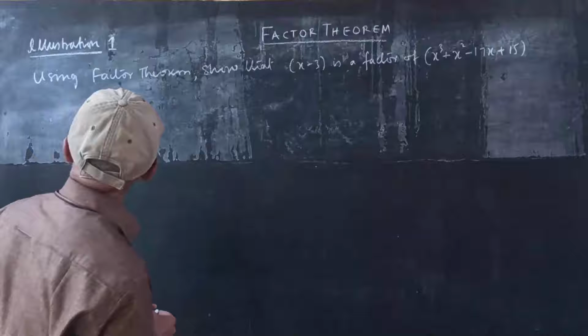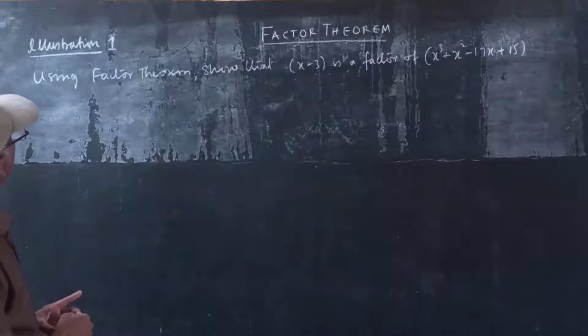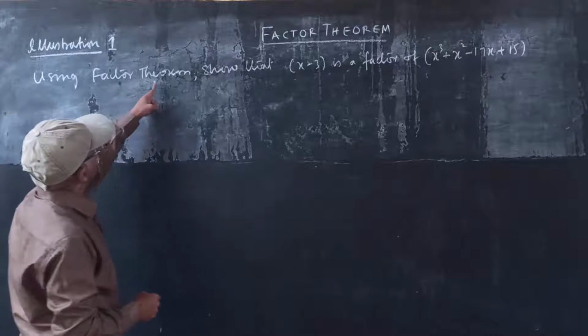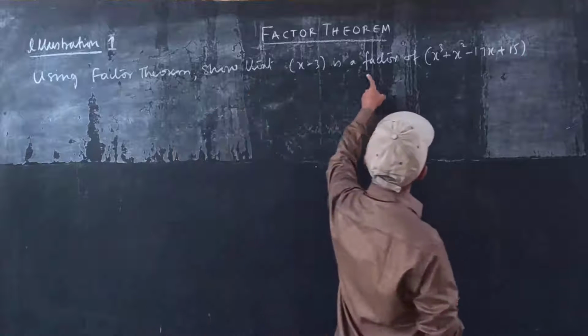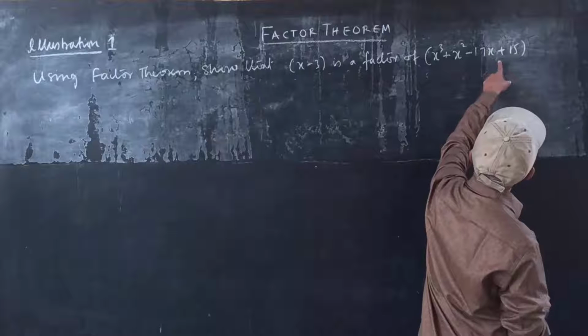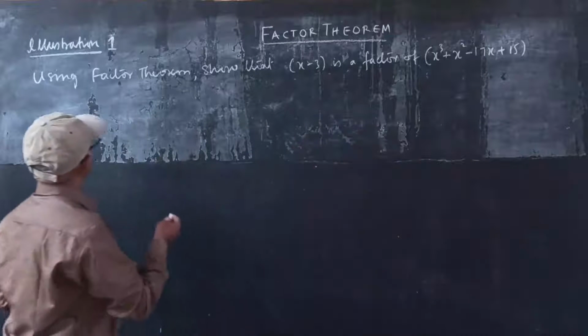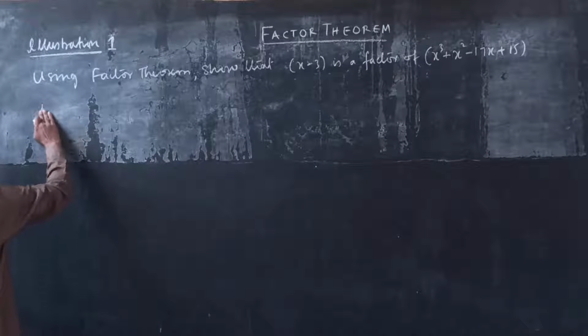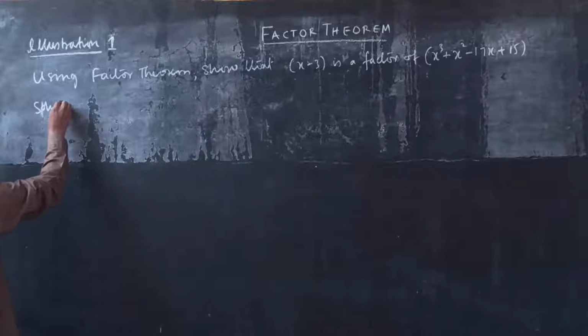We shall do illustration 1. Using factor theorem, show that x minus 3 is a factor of the polynomial x cube plus x square minus 17x plus 15. Now let us take the solution.